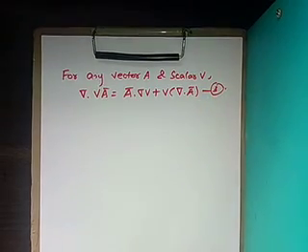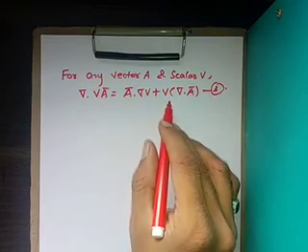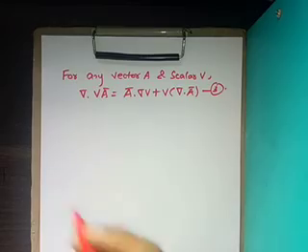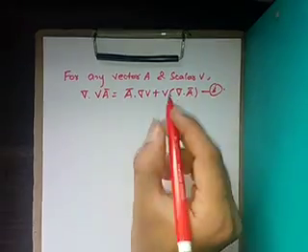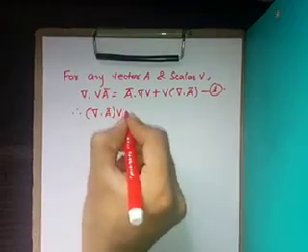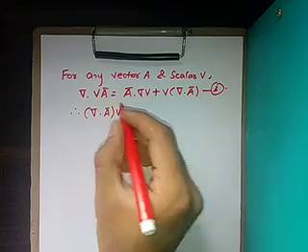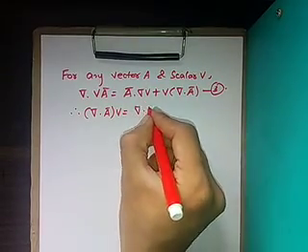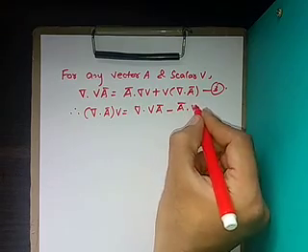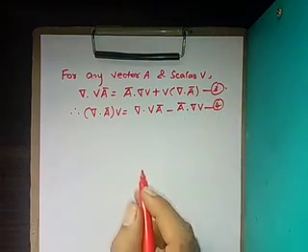For any vector A and scalar V, del dot V A bar is equal to A bar dot del V plus V of del dot A bar. Memorize this equation, right? So accordingly we can rearrange here. Therefore del dot of A bar of V is equal to del dot V A bar minus A bar dot del V. Take it as equation 4.